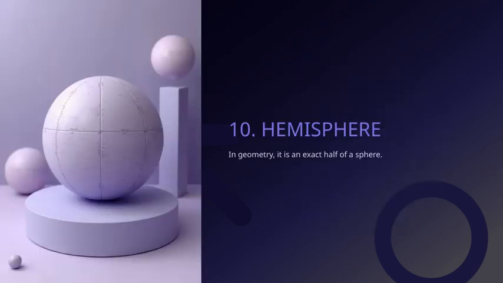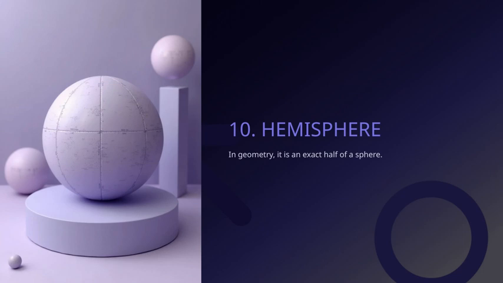Today, I want to talk about the concept of a hemisphere in geometry. A hemisphere is essentially an exact half of a sphere. Imagine taking a sphere, like a globe, and slicing it right through the middle. What you get on one side of that cut is a hemisphere. It's a very precise division, meaning each hemisphere is exactly half of the entire sphere. This idea is important because it helps us understand how spheres can be split and analyzed in geometry.